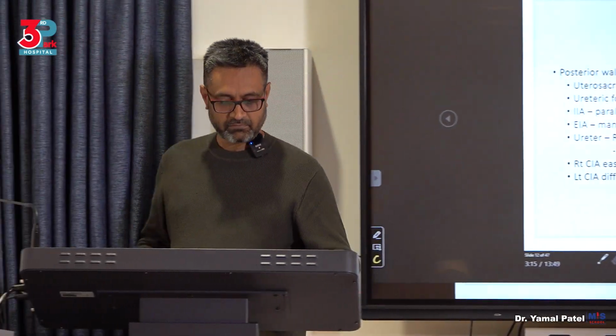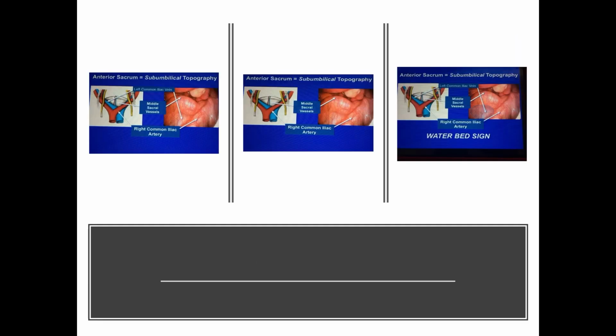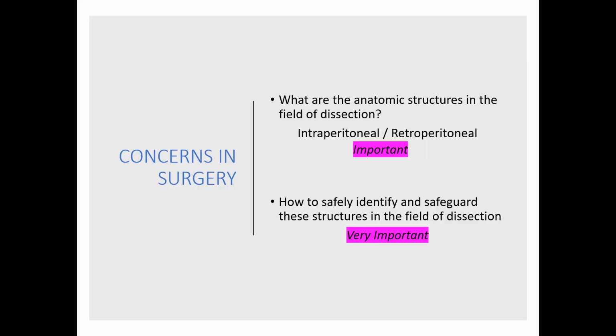Okay? Now, we go on. In the pelvic brim, what is crossing over and what is deep, this is what I was trying to tell you, that they cross over at different levels. Now, what are my concerns when I'm doing surgery in such a complex situation? The first concern is that I need to know what the anatomical structures are in my field of dissection, both intraperitoneal and retroperitoneal.